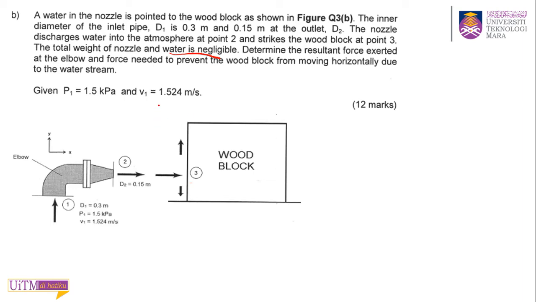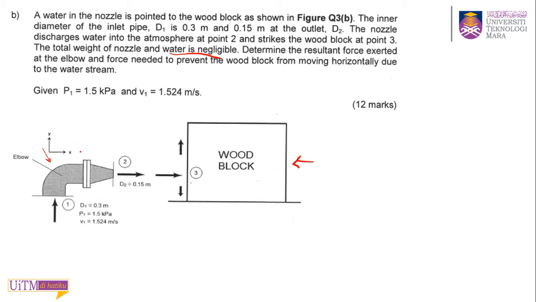Determine the resultant force exerted at the elbow kat sini and forces needed to prevent the wood block from moving horizontally due to the water stream. So first they ask you to find the resultant force yang acting kat elbow and another one yang acting dekat this wood block, to prevent this wood block from moving. Okay, and they give you the P1 equal to 1.5 kilopascal and V1 equal to 1.524.